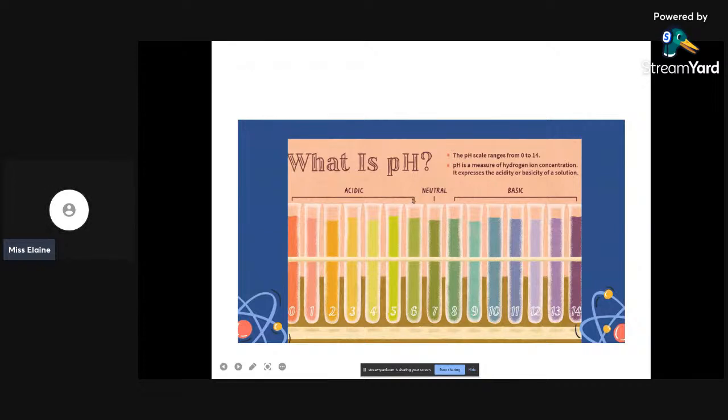So what is pH? The pH scale ranges from 0 to 14. pH is a measure of hydrogen ion concentration. It expresses the acidity or basicity of a solution. So pH lets us measure whether something is acidic or basic because of the hydrogen concentration. Between 0 and 6 means acidic and 8 to 14 means basic. Neutral is 7, but in some books it is 6.5 to 7.5.